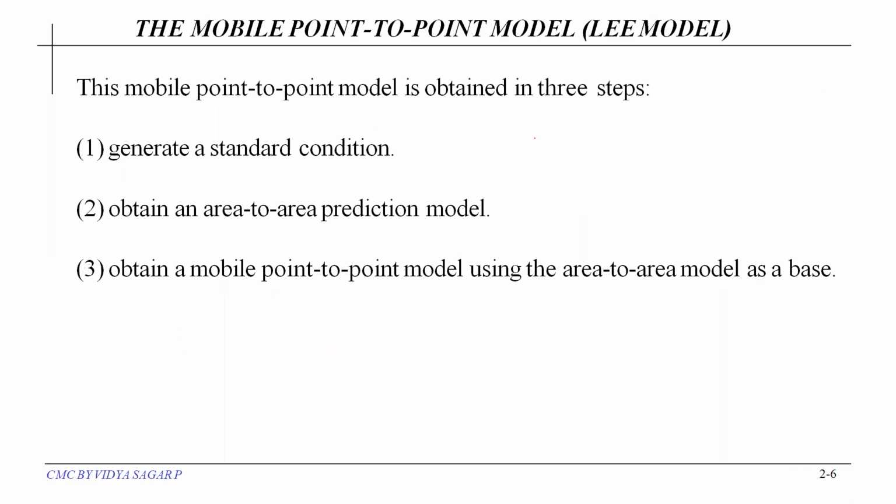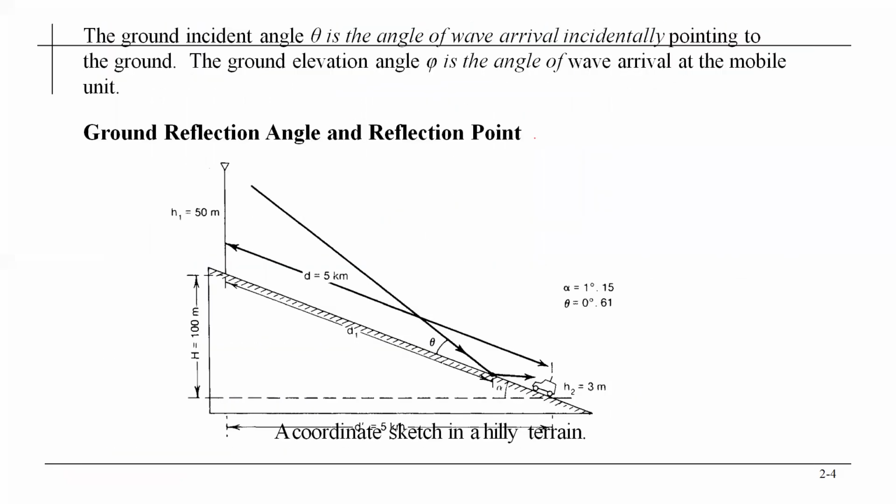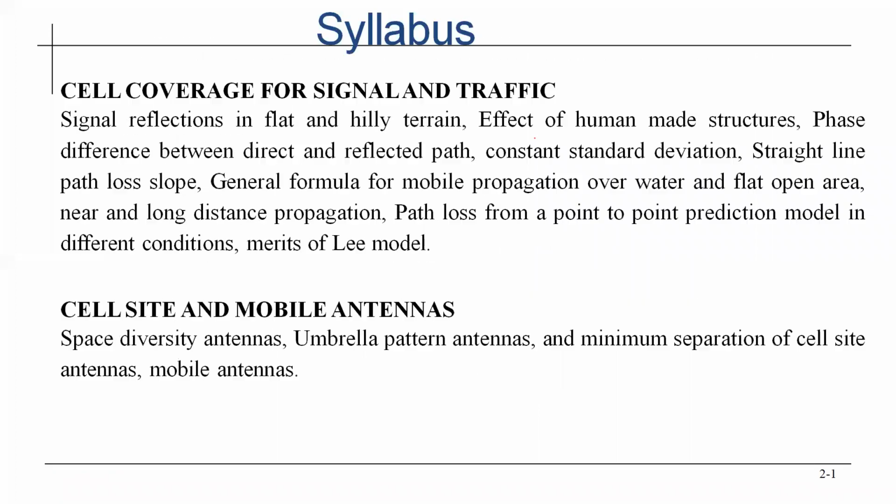This is about the Lee model. In the Lee model, there are three main steps: the standard condition, area to area prediction model, and point to point prediction model. Obtain the point to point prediction model by using area to area prediction. Right? General introduction.